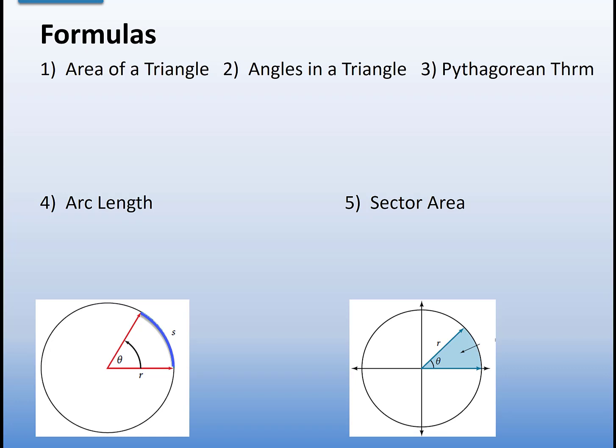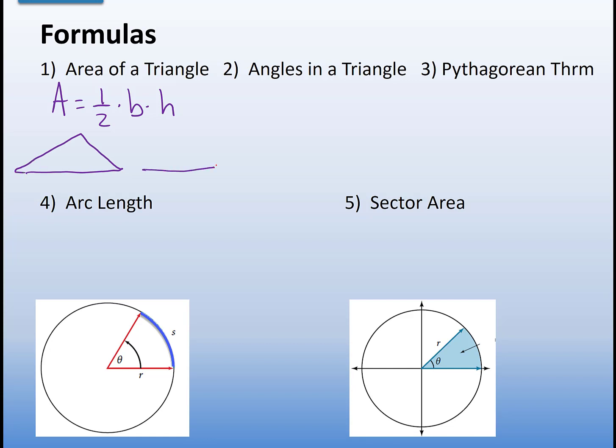So for this lesson 7.1, we've got 5 important formulas to get us started here in our thinking of trigonometry. The first formula we're looking at is one that I'm sure you've seen before. It's the area of a triangle. It's 1/2 the base times the height. Now with triangles, the height has to be perpendicular measurement.